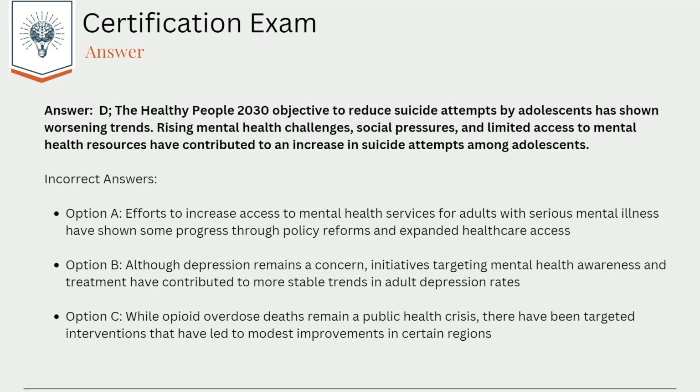Option C, although the opioid crisis remains severe, targeted interventions such as wider distribution of naloxone and expanded treatment programs have led to some improvements in certain regions. So the crisis isn't over, but steps are being taken to right the wrongs and go in the right direction. This is a powerful reminder of why mental health advocacy is critical. As future PMHNPs, you have the opportunity to intervene early, reduce stigma, and advocate for better access to mental health care for youth. All right, moving on to the next question.